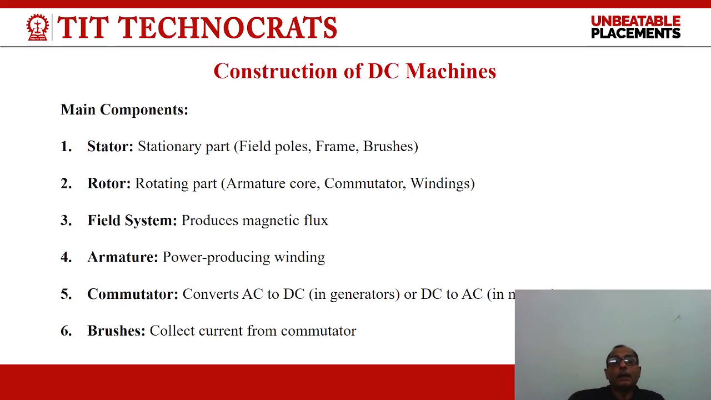Now if we talk of the main components, the main components are the stator, that is the stationary part, basically field poles which produce flux, frames and brushes are the stationary part. Rotor is the rotating part, that is the armature, core, commutator and winding which rotates. The field system is the one which produces magnetic flux, and armature is the one which has the power producing winding. Commutator is the one which converts AC to DC in case of generator and DC to AC in case of motors. Brushes are the part which collect current from the commutator.